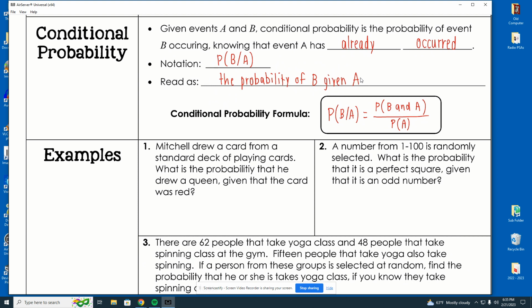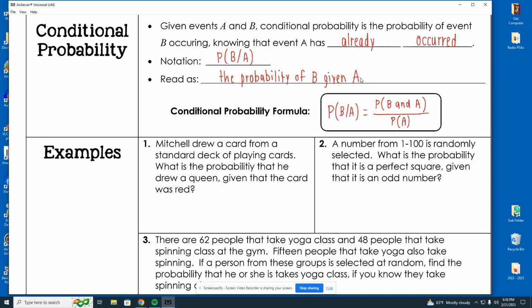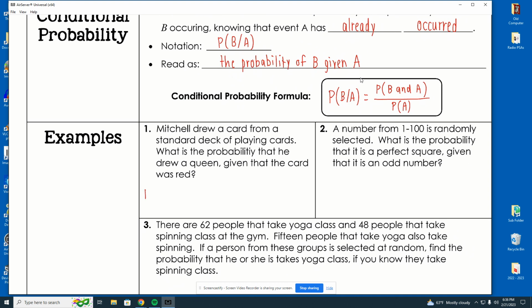Number one, Mitchell drew a card from a standard deck of playing cards. What's the probability that he drew a queen, given that the card was red? Okay, so look, we're finding the probability that he drew a queen, given that it was red. So what probability is going to be in both the numerator and the denominator? The given that, right? Given that the card was red. Well, how many are red in a standard deck of cards? 26 out of 52. So 26 out of 52 is going to be in both the numerator and the denominator.